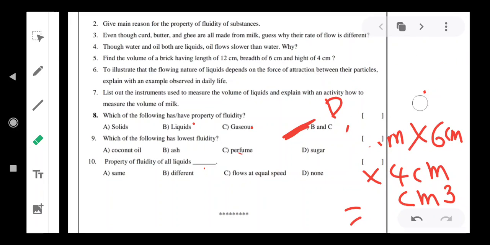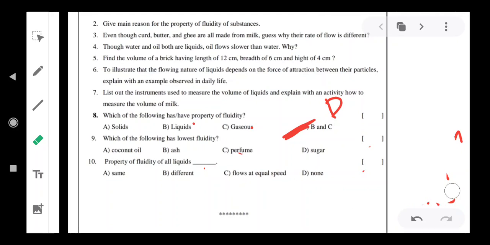Okay. Next one. Which of the following has the lowest fluidity? See here, what are the options given? Coconut oil, ash, perfume, sugar. Sugar is a solid, so this will have the lowest fluidity. So the answer will be D.